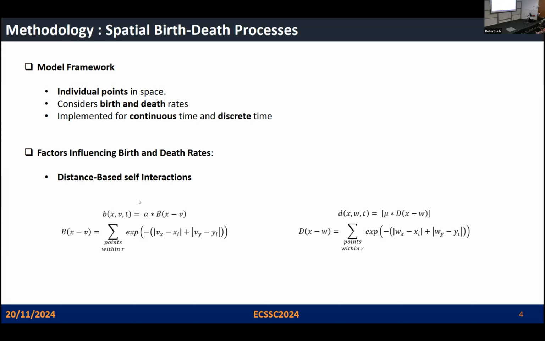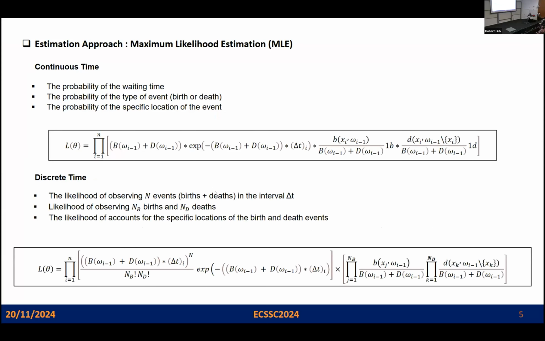And here you can see for the birth and death rates, there are 2 parameters, alpha and mu, which are those 2 parameters that I need to estimate through my simulation process. And those are the 2 maximum likelihood estimations that I have proposed for the continuous time and the discrete time separately. To propose this maximum likelihood estimation for the continuous case, I have considered 3 probability terms.